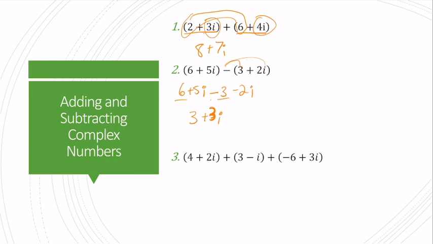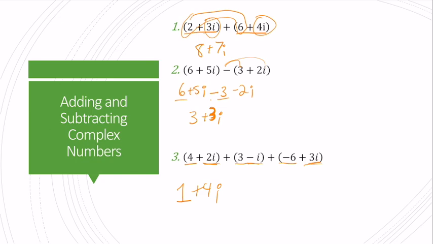For problem 3, I have 4 plus 3 plus a negative 6. 4 plus 3 is 7, minus 6 is 1. 2i minus i becomes 1i, plus 3i is 4i. So my final answer would be 1 plus 4i.